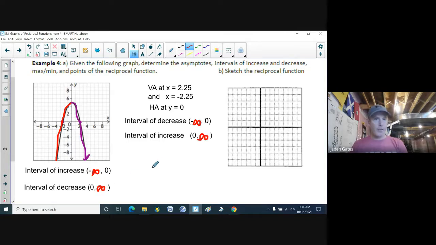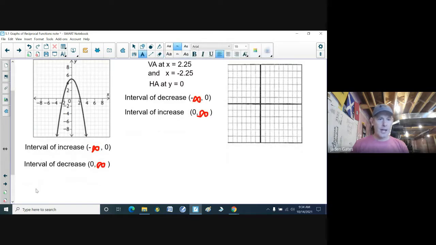All right, so we got our intervals of increase and decrease. Fourth one, if it has a max or a min, it's the flip. Well, this graph, because it's a quadratic here, I'm going to wipe that away. We do have a max. It's at 0.5. So I'm going to write that down. Max at 0.5. Well, that means on our reciprocal, we have a min at 0.5. Again, because everything's flipped, right?